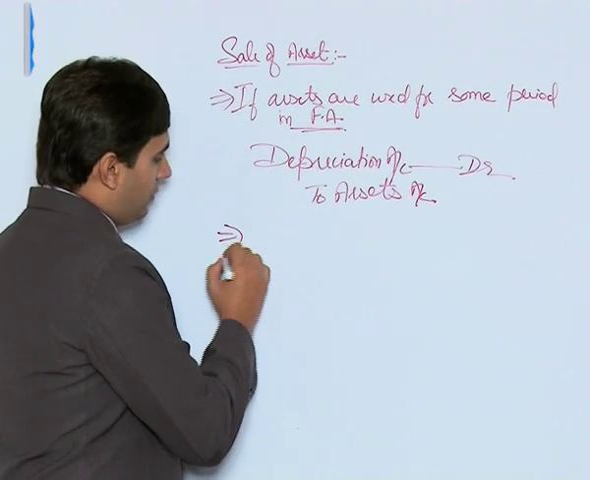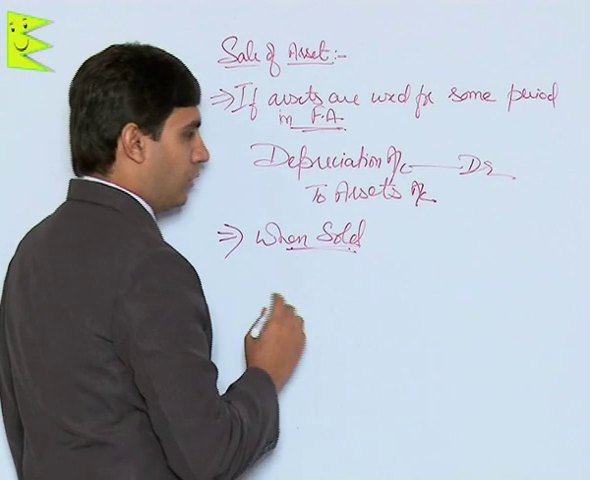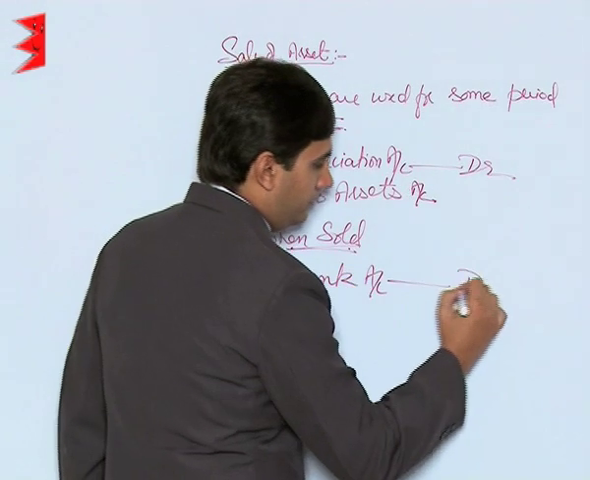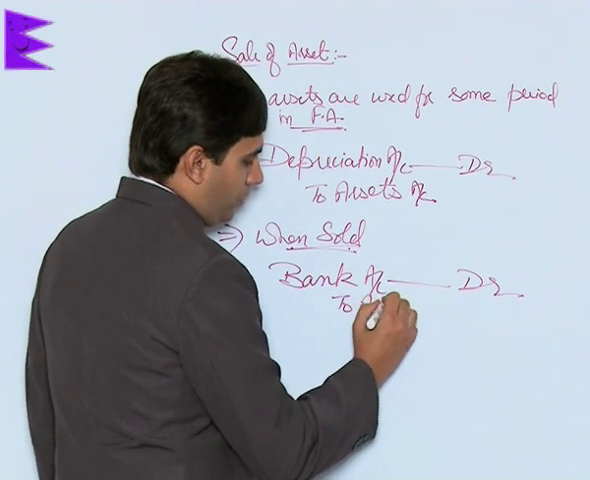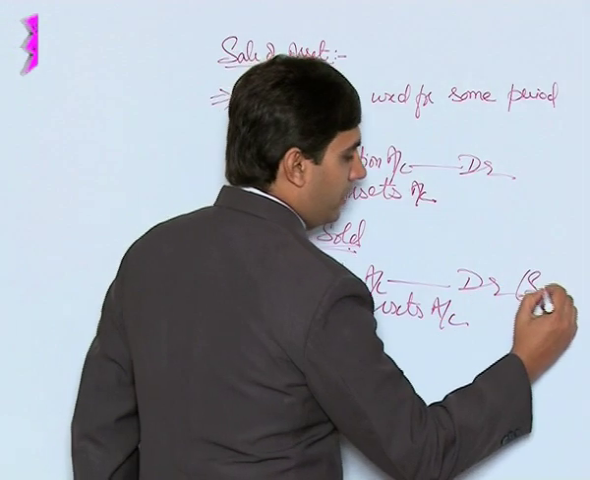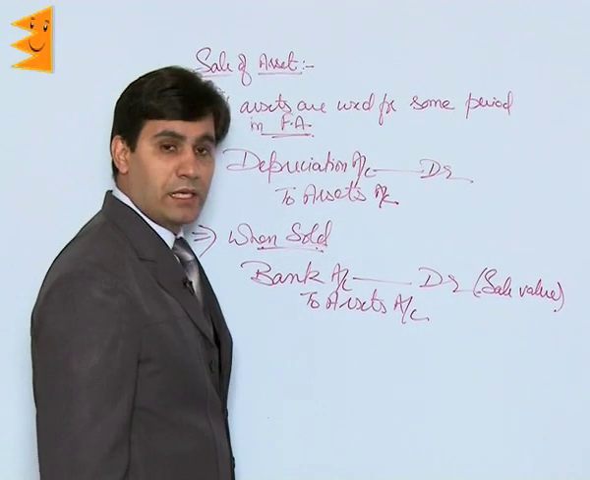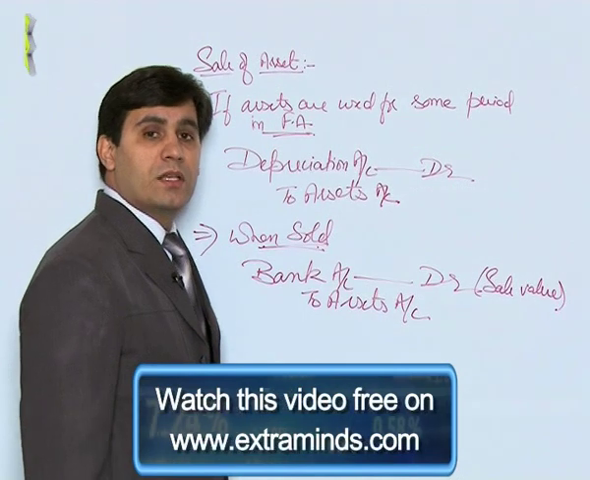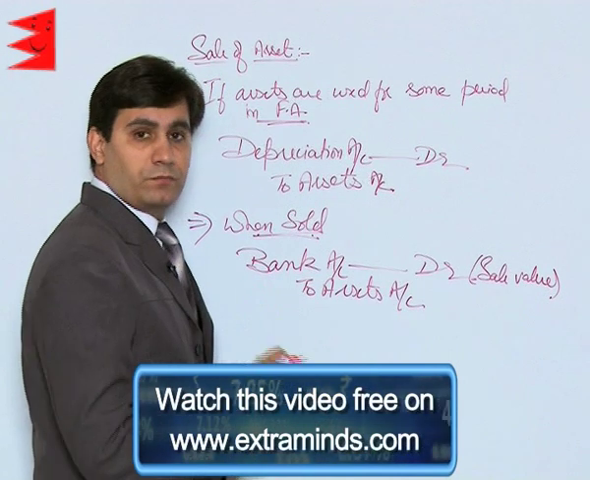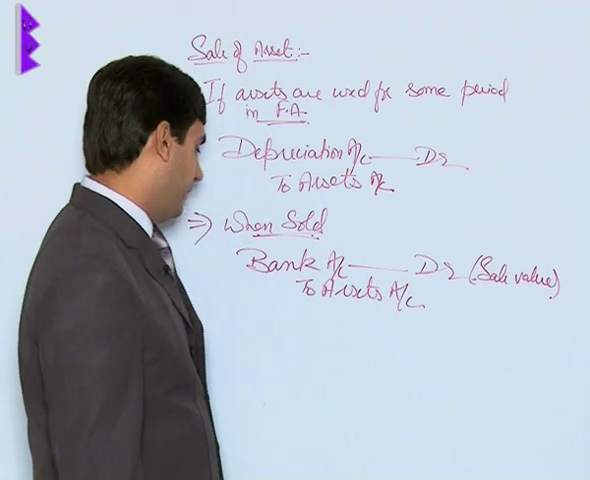Then, when the assets are sold, in case they are sold, the entry would be bank account debited to assets account, that is the sale value here. Now students, bank is a personal account, debit the receiver. Since we are selling the assets, we would be receiving money, so bank would be debited, whereas the value of the assets would be decreasing, so credit what goes out.